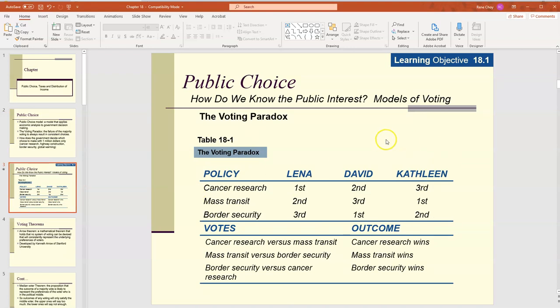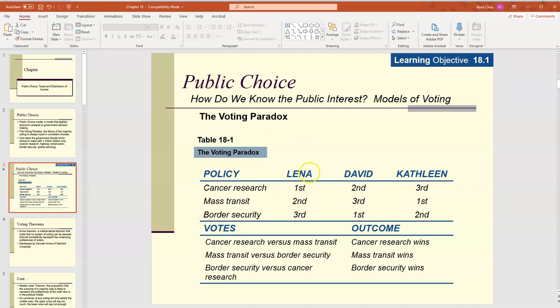Imagine that Professor Choi is your representative in your area, and the people that I represent are Lena, David, and Caitlin. And imagine that I have, say, $1 million that I need to distribute among these three policy things. Now imagine that I send Lena, David, and Caitlin a survey, and I ask them, ranking 1, 2, 3, which of these do you think is most important to you?